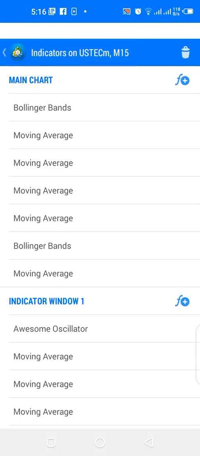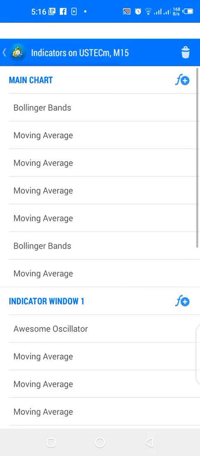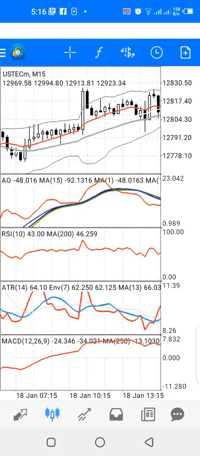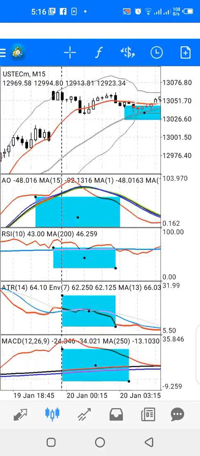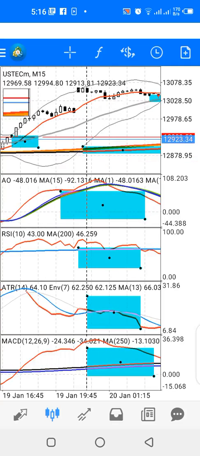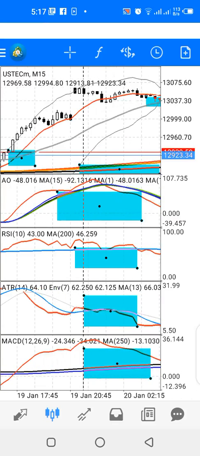Then finally, for the main chart, you have moving average. Period is 40. Method is linear weight, apply to close, and the color is gray. I have explained how you can use the strategy on the main chart, where you first of all identify where is price and other indicators in relation to this set of lines. If price is above these lines, you look for buying opportunities. If price is below these lines, you look for selling opportunities.